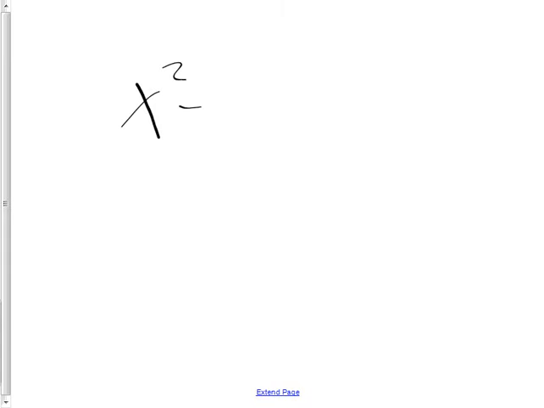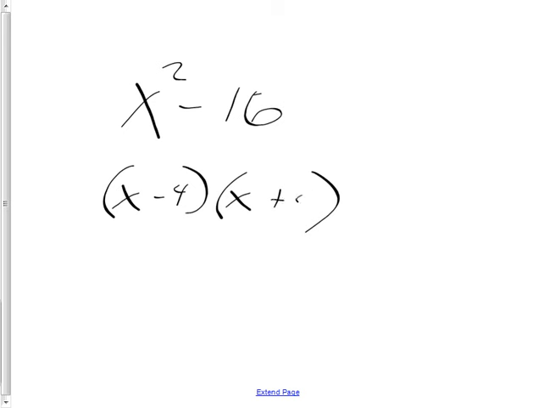One more thing to factor. How do you factor that? It's called difference of squares. Super important. What's that? x minus 4 and x plus 4. Yes. All right. Next kind.